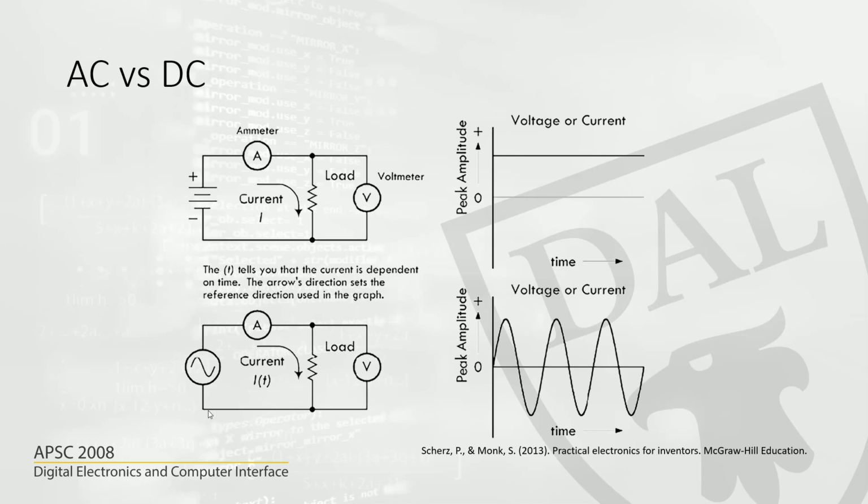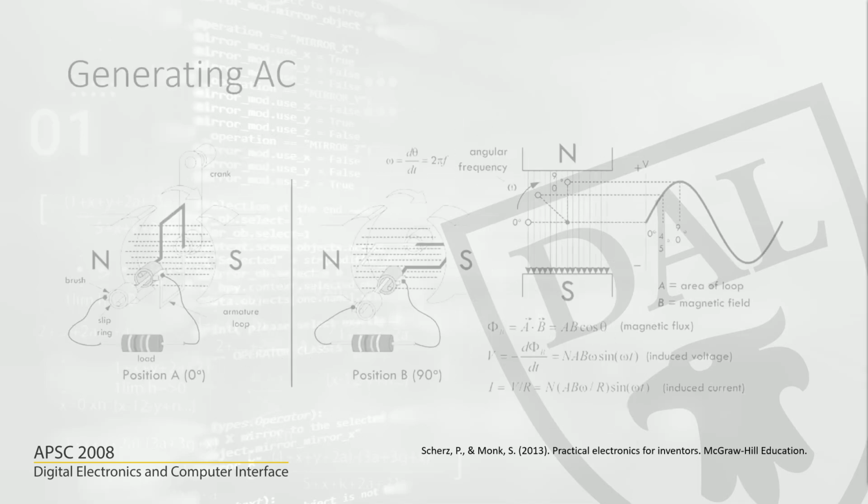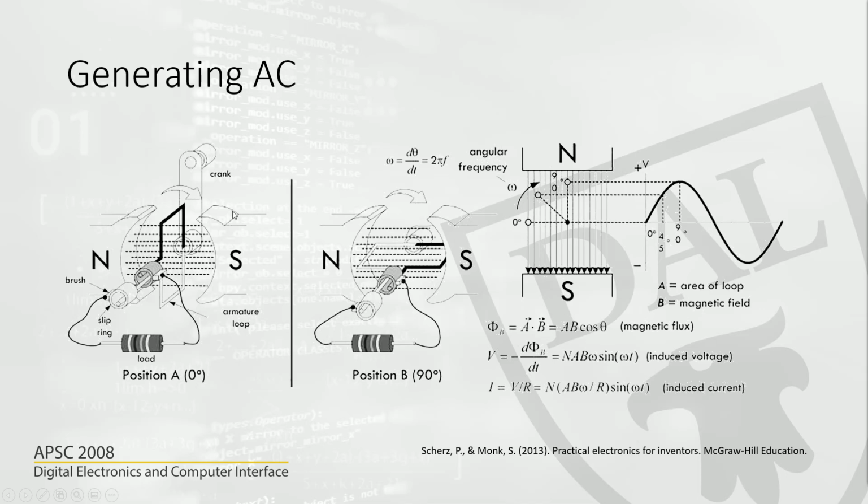However, with the alternating current circuit, this is how we indicate it. It is going to be varying with time. A common type of alternating current is the sinusoidal wave. Why is it sinusoidal? It is because of the way the generator works.